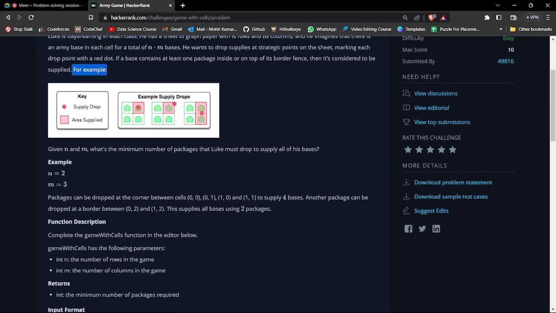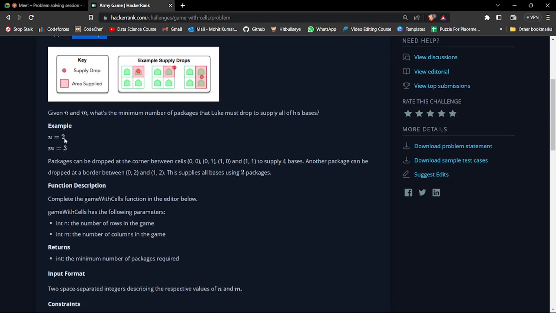Okay, so given n and m, we need the minimum number of packages that Luke must drop to supply all of his bases. Example: when n is equal to 2 and m is equal to 3, packages can be dropped at the corner between cells 00, 01, 10, 11 to supply 4 bases. Another package can be dropped at a border between 02 and 12. This supplies all bases using two packages, right?